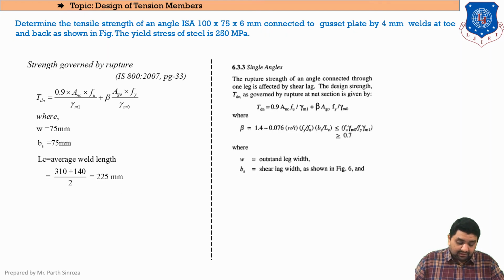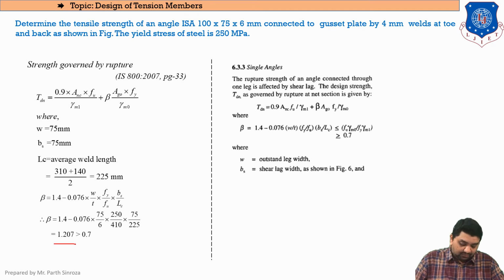So substituting everything in the term for beta, the value here comes out to be 1.207. The value of beta comes out to be 1.207. Again repeating, you always need to check two cases. The first case is that the value should always be greater than 0.7 as prescribed in our IS code, and as 1.207 is greater than 0.7, the first case is satisfied.